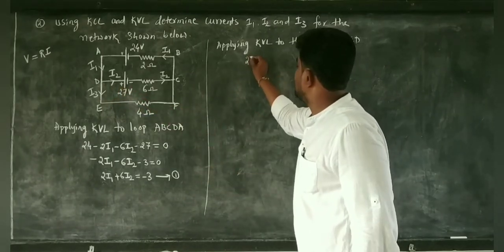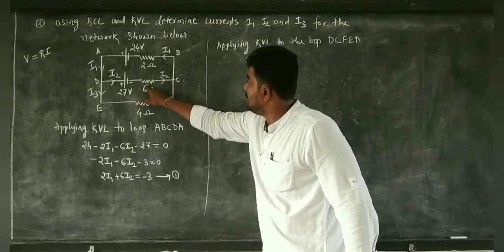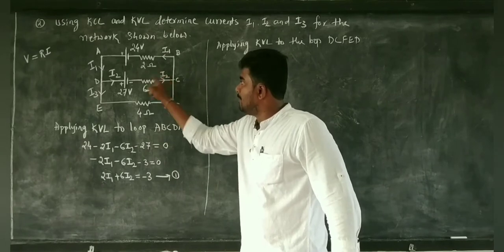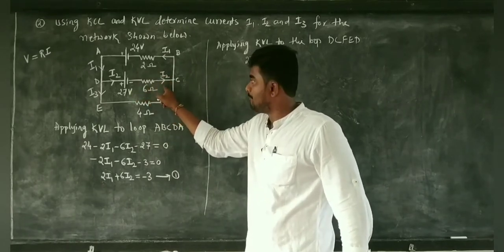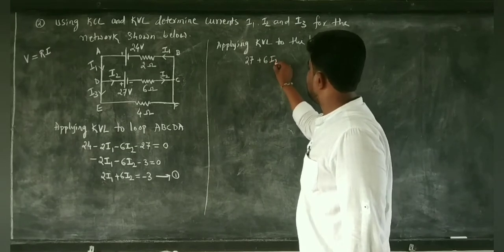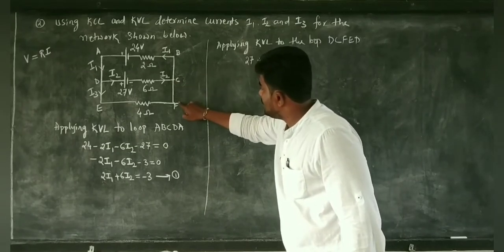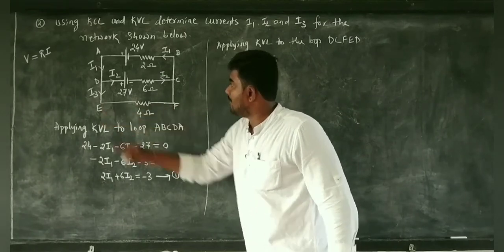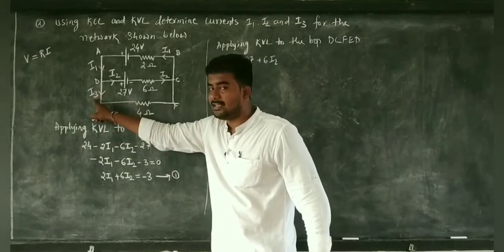Therefore, I will write plus 27. And see here, in this particular case, you were walking against I2. Now you are walking along with I2. Therefore, it is considered as positive 6 I2. And you reached C, C to F, F to E. See here, F to E you are traveling, and from D current I3 is coming.